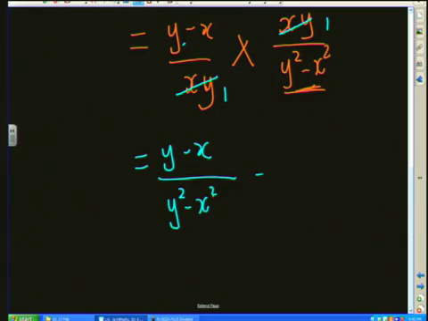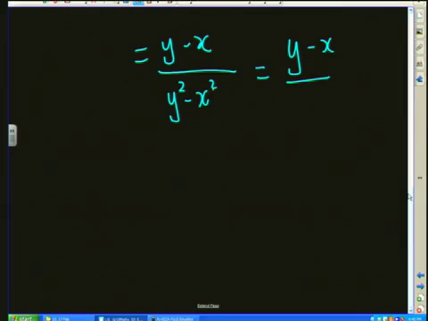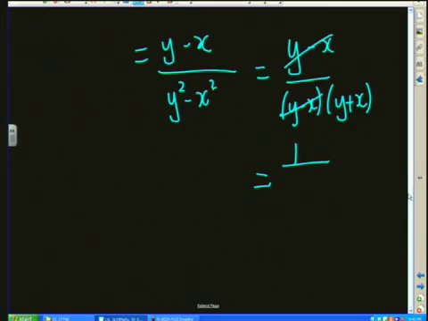Alright, you can go one step further because we can factorize the denominator. Factorize it using difference of squares, so I'm going to get y minus x times y plus x. Okay, now that it's factorized, the y minus x in the numerator cancels with the y minus x in the denominator, and we're left with 1 over y plus x.